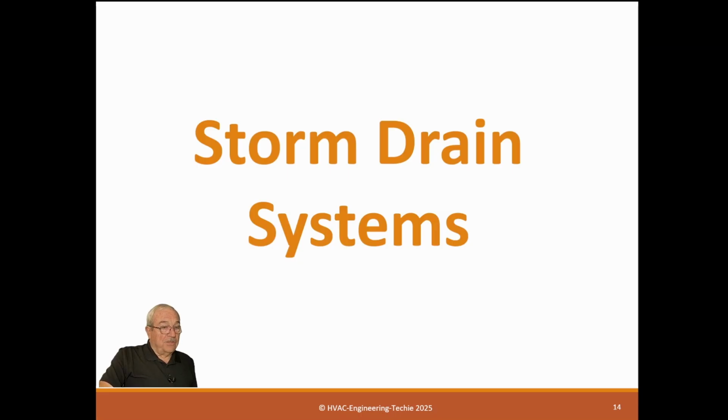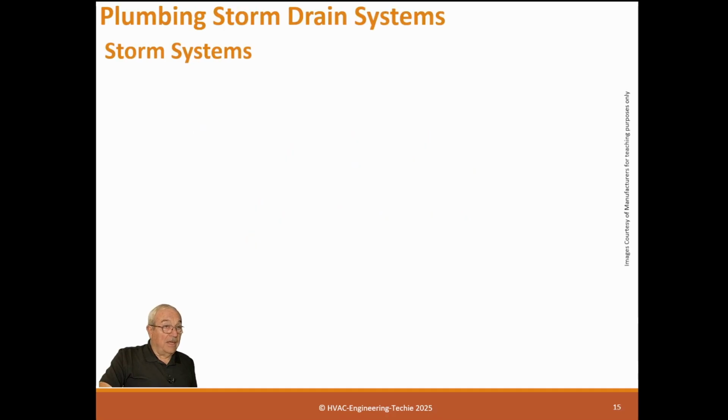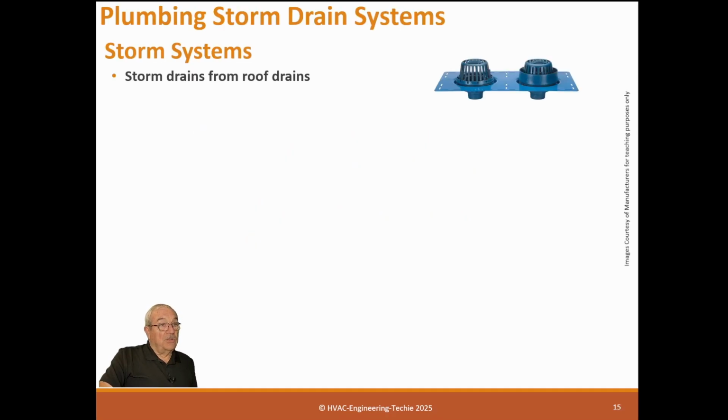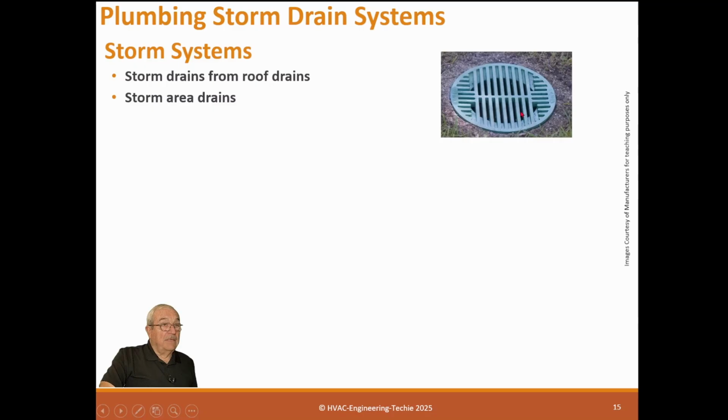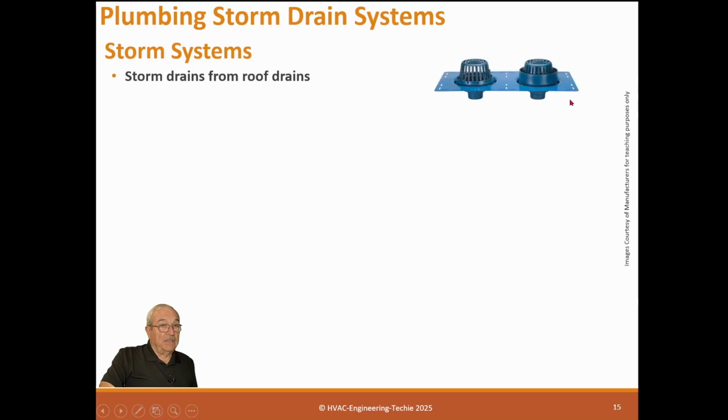Storm drain systems now. We have two types of drains: sewer drains and storm drains, and they don't mix normally because the municipalities don't want storm water overloading their sewer system. So storm water drains are different and operate differently. Storm drains are for roof drains, because all the roof drains have to go to a storm drain. This is a roof drain, and this happens to be an overflow roof drain.